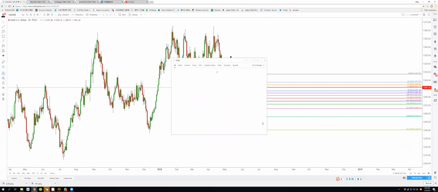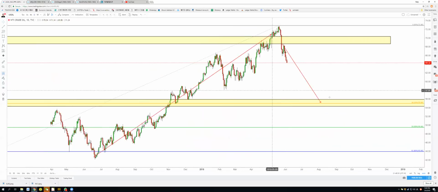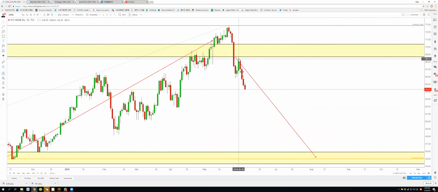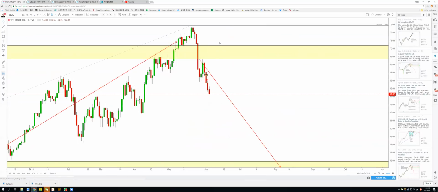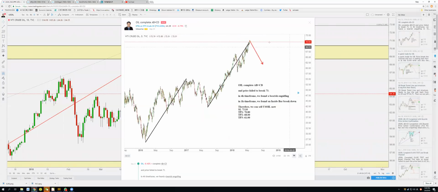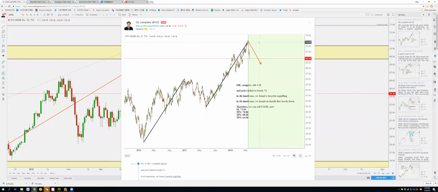Okay, and for the oil, we have a very nice short there till here, right? Actually, that was 1 week ago. Okay, we have a beautiful short from the 72 level. You can see here, right? And the price just dropped to 864. Wow, this is like 800 pips. And if you shorted only one lot, you made 8,000 profit, right? And this is a very great trade.